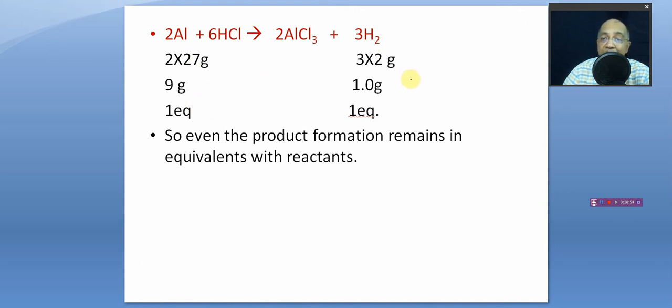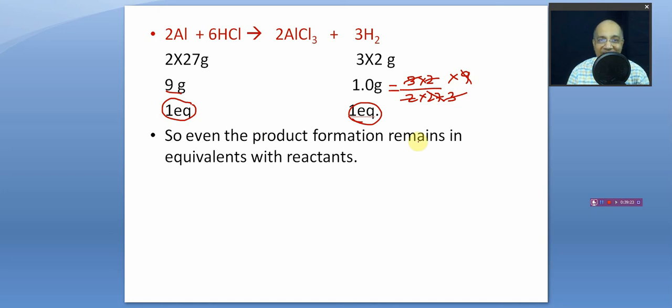9 grams will produce, you will find, 3 into 2 by 2 into 27 into 9. So 9 3s are 27, 3 cancels, 2 cancels, and that becomes 1 gram. So the equivalent mass of aluminium is 9, 1 equivalent mass of hydrogen is 1, so 1 equivalent. So we established that even the product formation remains in equivalence with the reactants.